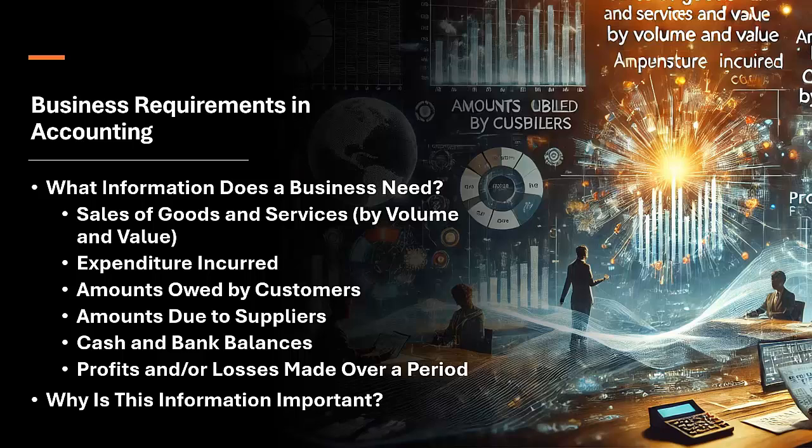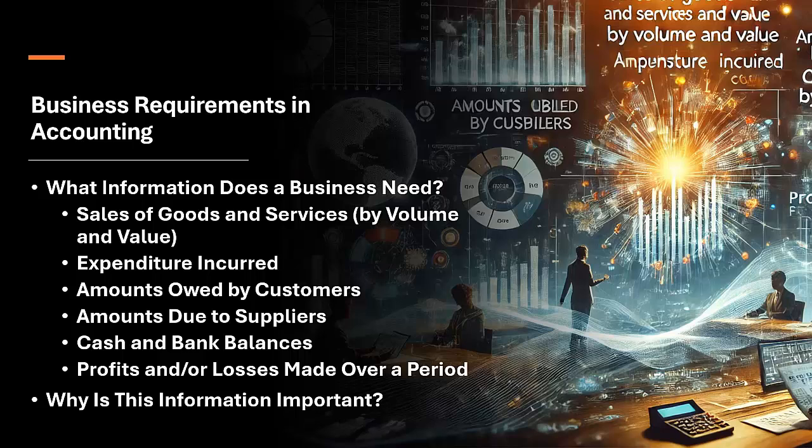5. Cash and bank balances. Every business needs to know how much cash it has on hand and in its bank accounts at any given time. Example, a business may have $2,000 in cash and $10,000 in its bank account. This information helps with daily operations and ensures the business has enough funds to cover expenses. Monitoring cash flow is crucial for avoiding overdrafts or running out of money.